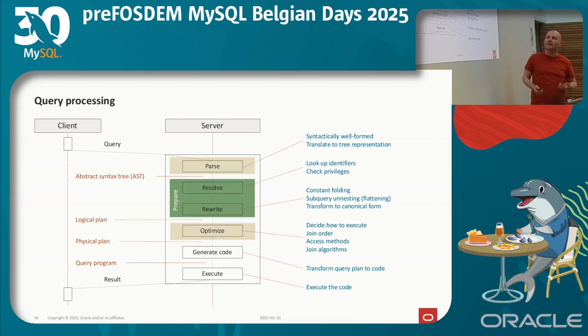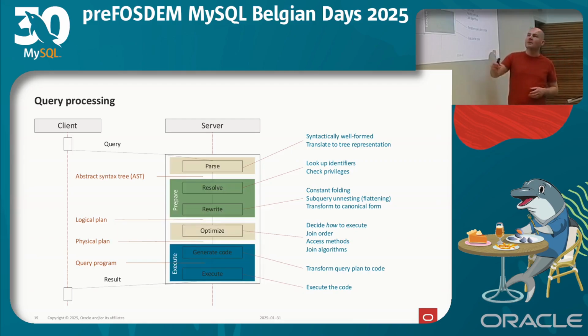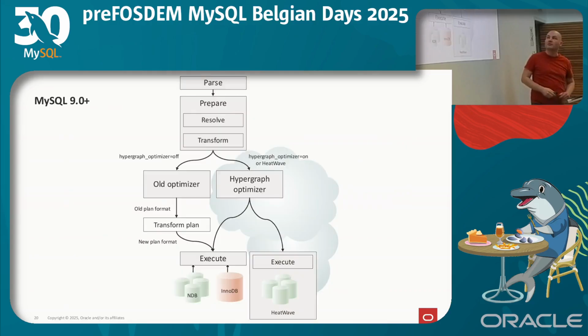In MySQL, we group things together and call them different names. So we say prepare instead of resolve. We actually call rewriting transformations in MySQL. And code generation is just a very, very thin layer on top of execution. So if you're going to redraw this in the way it works in MySQL 9 today, it looks something like this. We parse, prepare, resolve, transform, and we have two optimizers already in there since 9.0. Actually, in the cloud, it's been there for a bit longer because HeatWave has since at least 8.4 been executing only with the new hypergraph optimizer.